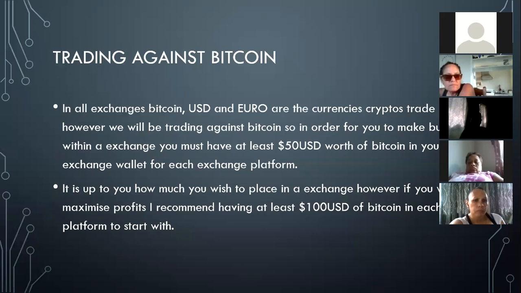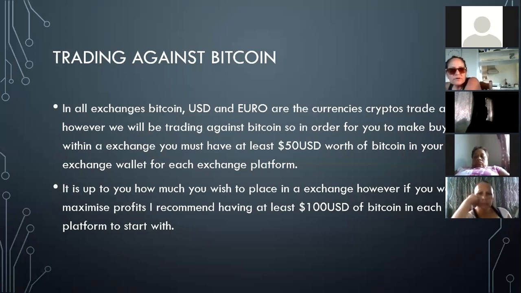Trading against Bitcoin. Now, all exchanges trade in Bitcoin, USD, and Euro, and these are the currencies cryptos trade against. However, we'll be trading against Bitcoin. In order for you to make buys within an exchange, you must have at least $50 USD worth of Bitcoin in your exchange wallet for each exchange platform.